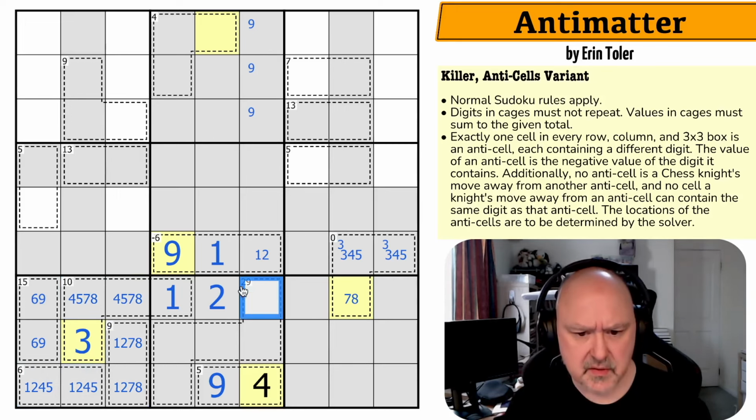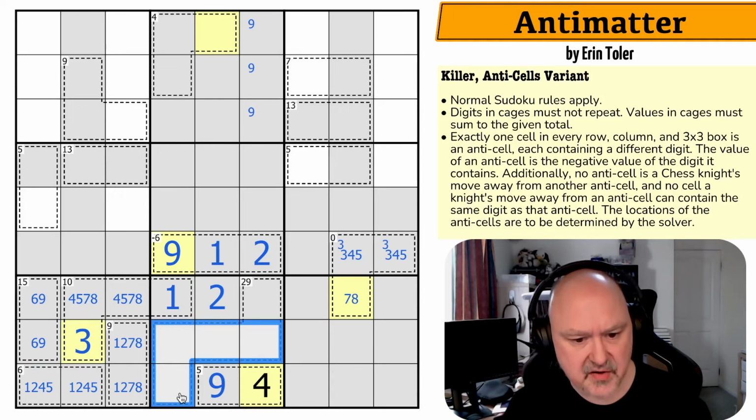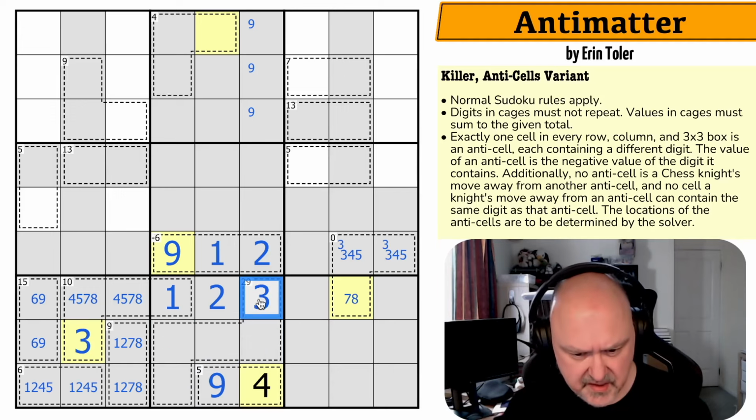Oh, I can place 3. No, this is 2, but this 3 sees all of those. Because remember, I can't put a 3 in the same row, and I can't put a 3 a knight's move away from its anti-3. So that's a 3. 1, 2, 3, 4, 5, 6, 7, and 8 go into those.